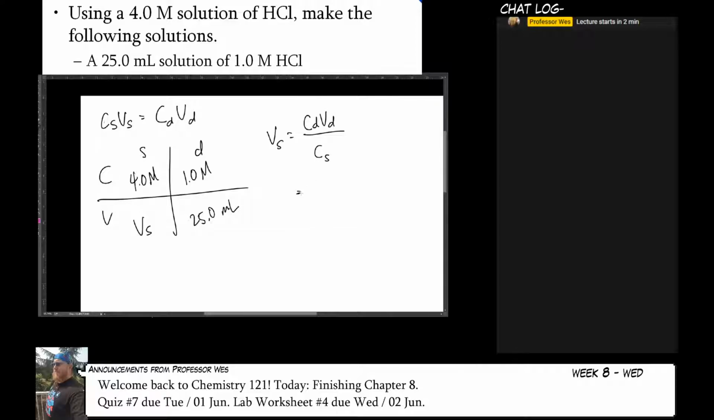So we'll solve the equation. CD is 1, VD is 25, and CS is 4. Oops, wrote over my decimal point there. So when I do this calculation, I get VS is 6.25, which for sig figs, I have to round to 6.3.